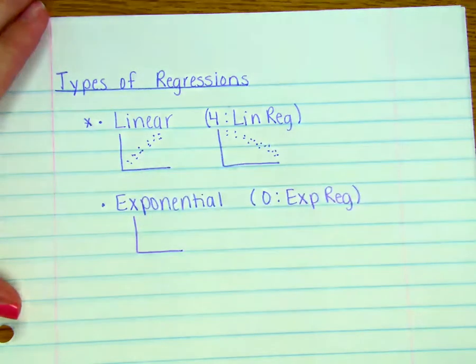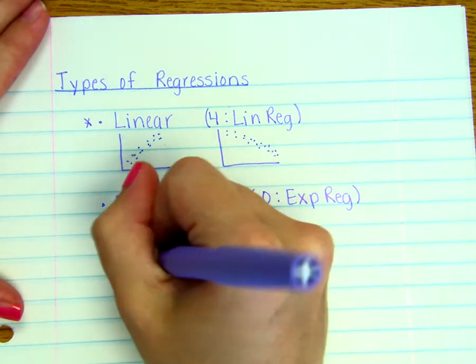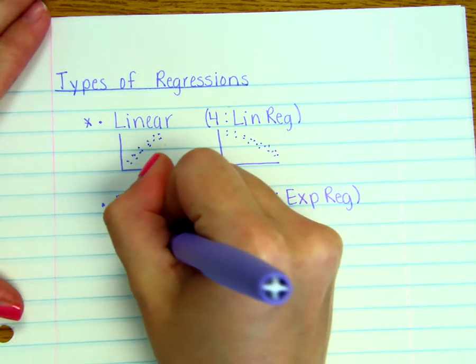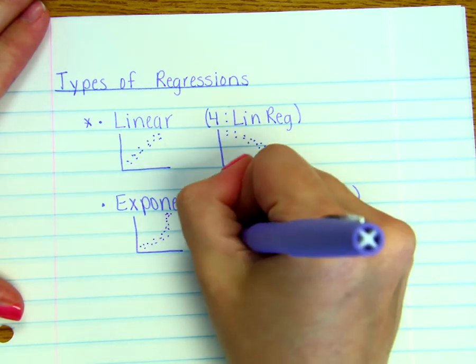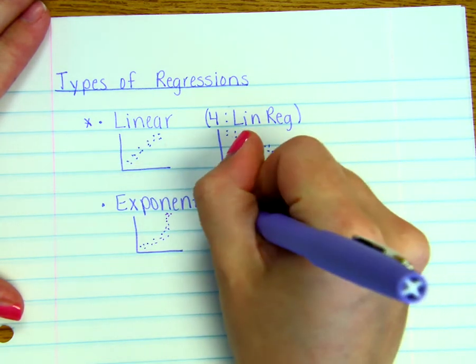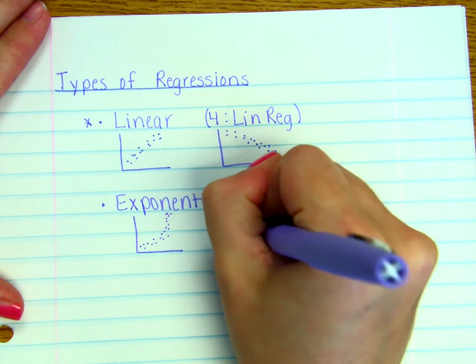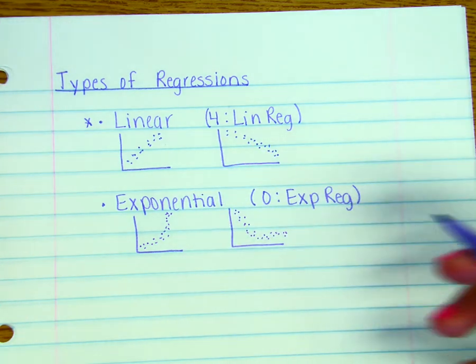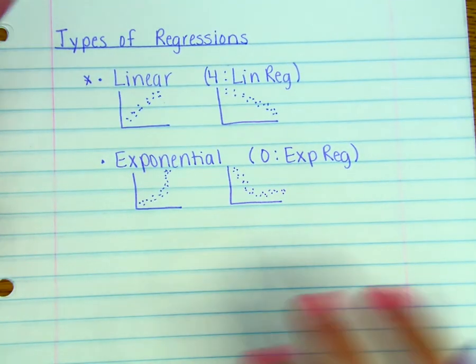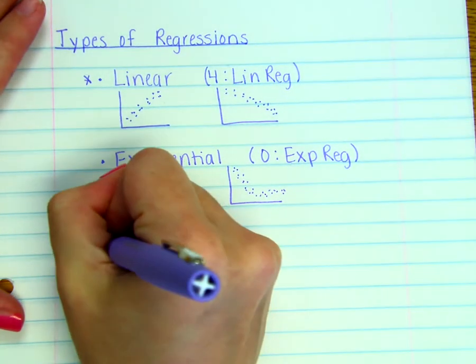So our exponential functions will have a scatter plot that looks kind of like this. Okay, where it starts off slow, kind of goes increasingly in both directions. Okay, again, these are just rough sketches. They could look anything, just in the general area of these.